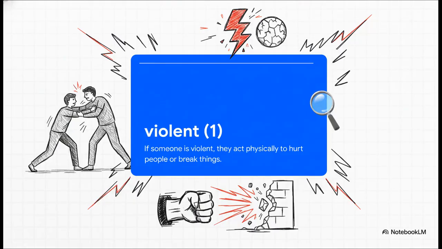All right, so let's start with the meaning we all know. The first definition is all about physical action. Someone using force to hurt people or break stuff. This covers everything from a simple fight all the way to describing someone's really aggressive behavior. It's a core word for describing, well, a fundamental part of human conflict.